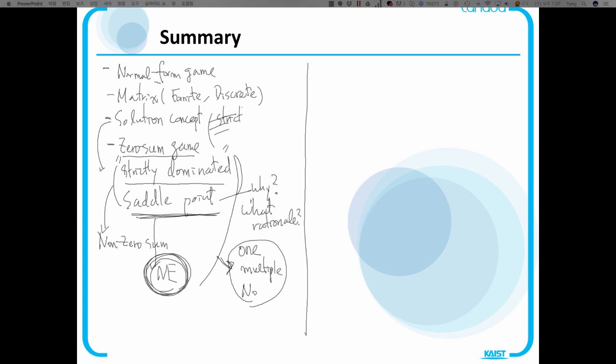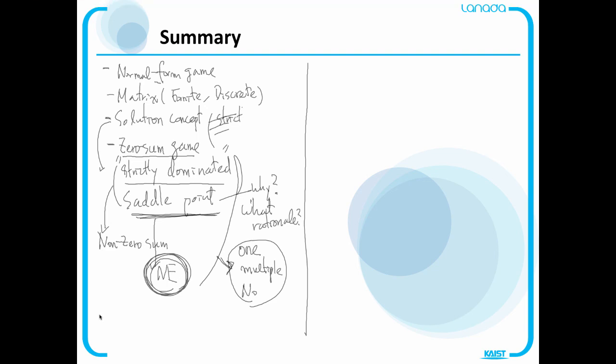What else have we done? We have also seen examples of famous games. Remember, this game is a simultaneous play, and we assume that players play simultaneously. All right, so that's what we have done.